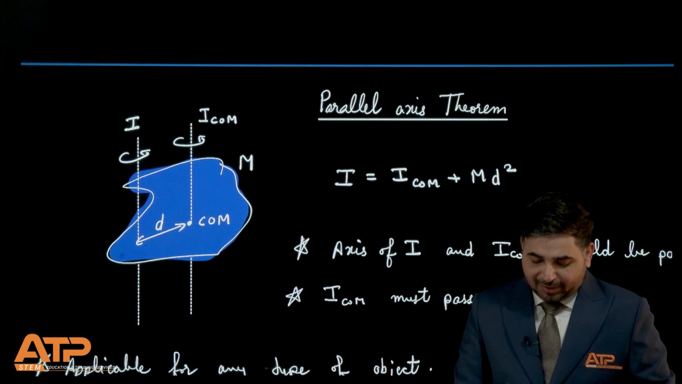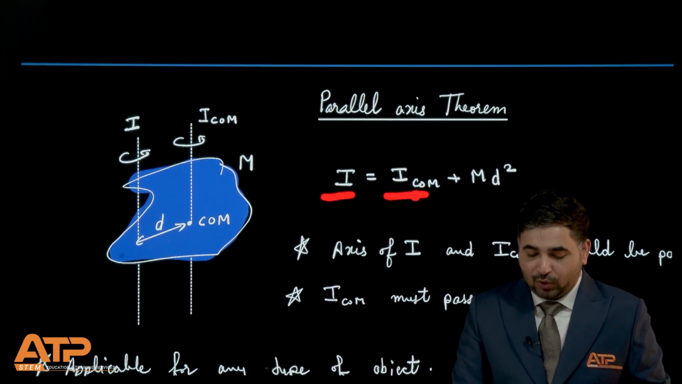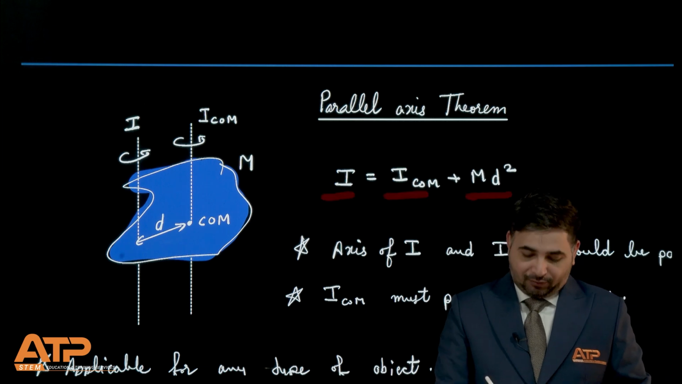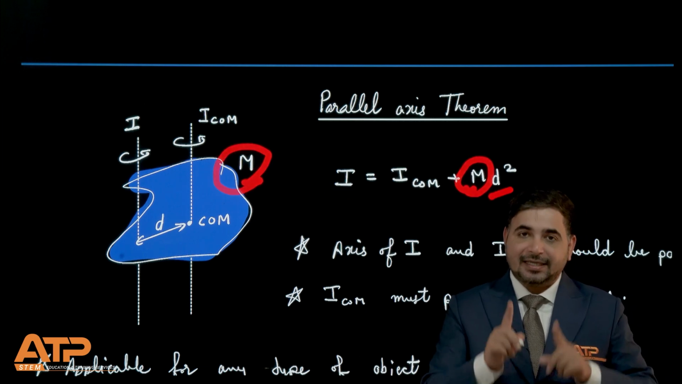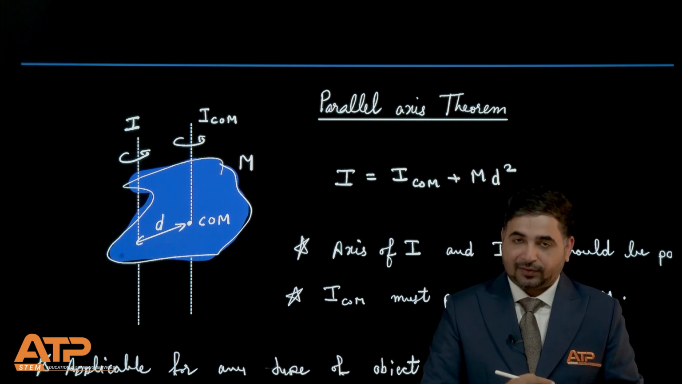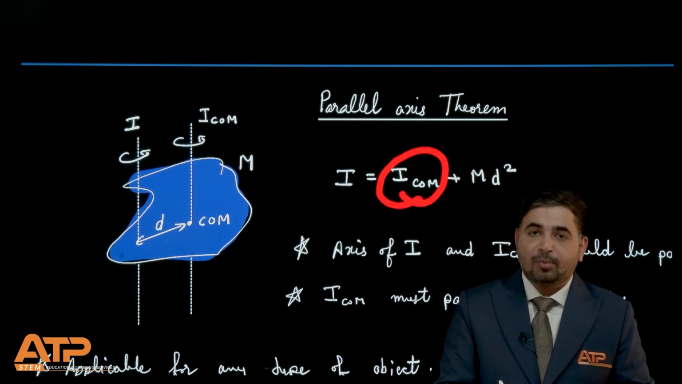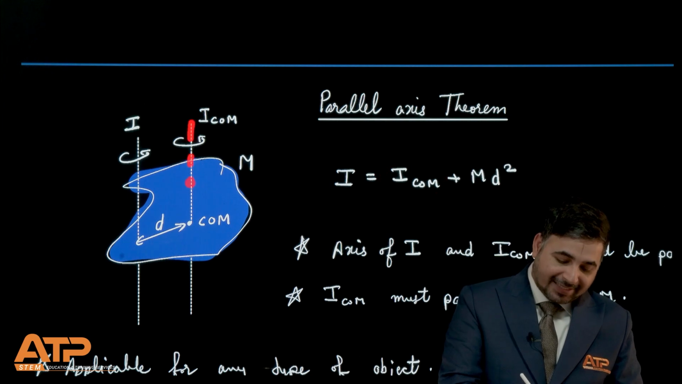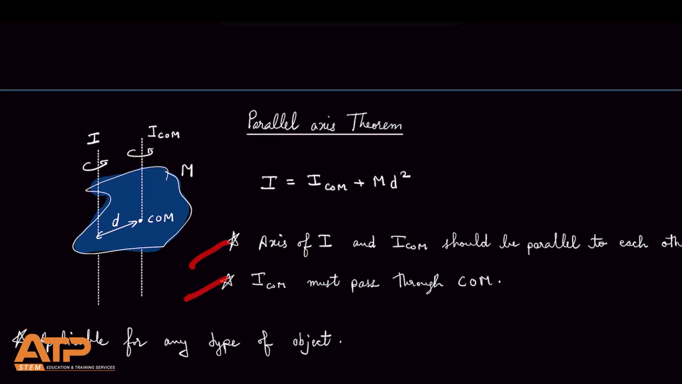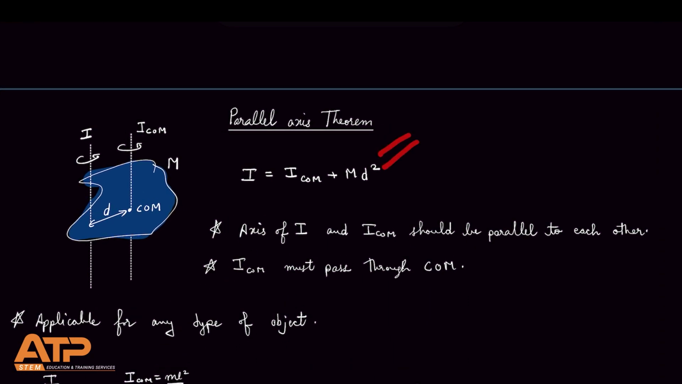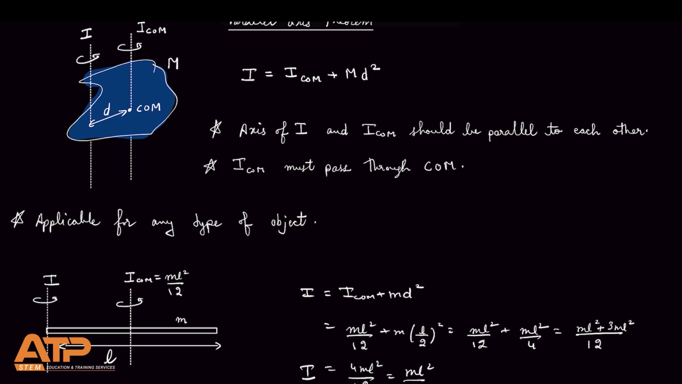So what is this theorem? It says I equals ICOM plus md square, where m is the mass of the full object, d is the distance between two parallel axes. What is ICOM? Moment of inertia about this first axis which is passing through center of mass. These are the only two conditions that you need to take care of, and then you can apply parallel axis theorem. Let's look at an example.